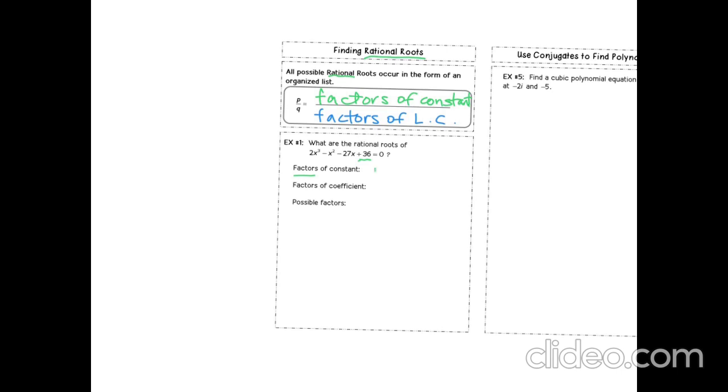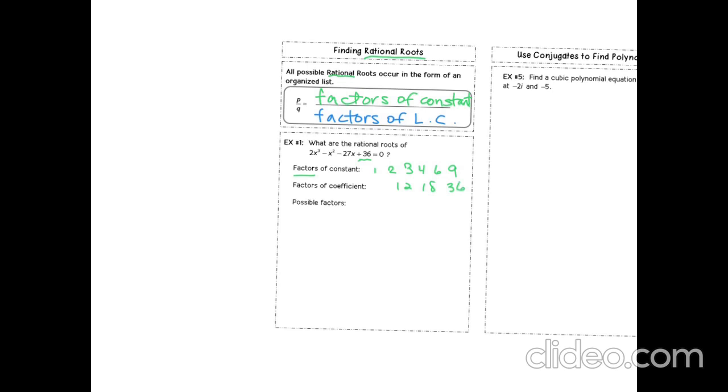So like 1, 2, 3. That's a horrible 3. 4. 5 doesn't go in. 6 does. 7 doesn't. 8 doesn't. 9 does. 10, 11, 12. 12 does, doesn't it? 13, 14, 15, 16, 17, 18. What I'm doing is, oh yes, and then of course, 36.